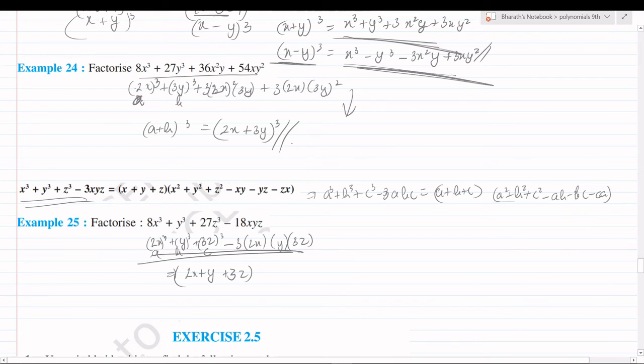Understood? And now the same thing, x square, what is it? So 4x square plus y square plus 9z square minus, what's our ab? It's 2x into y, so it's 2xy. What's our bc? b is y and c is 3z, so it's 3zy. And what's our ca? 3z and 2x, so it's 6xz, because 3 into 2. This is our final answer.